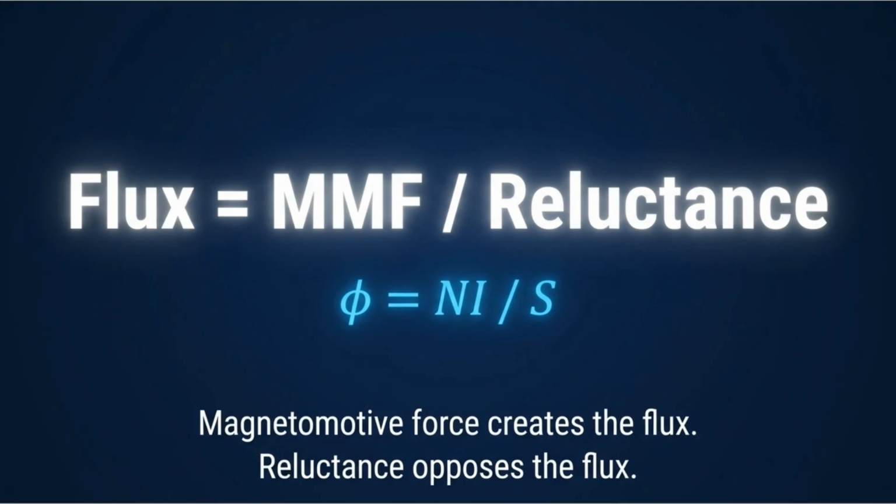The relationship can be expressed as flux equals MMF divided by reluctance, or phi equals Ni divided by S. The magnetomotive force creates the flux, and the reluctance opposes it.